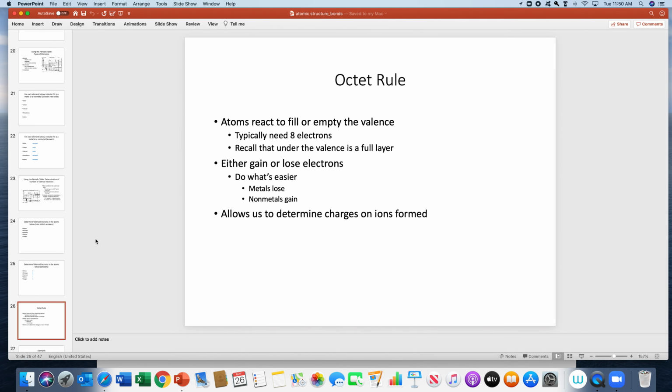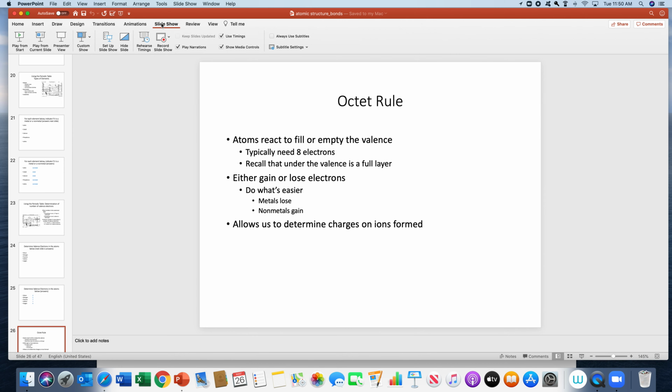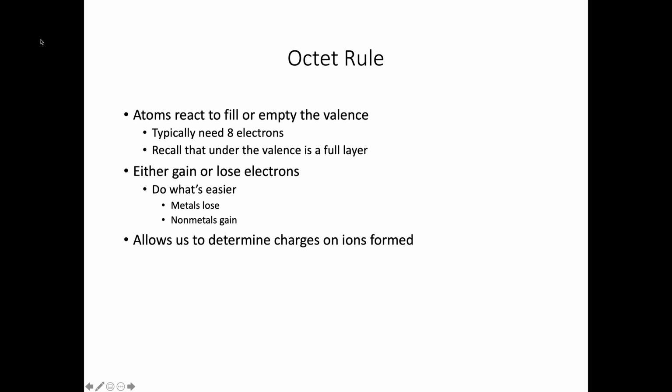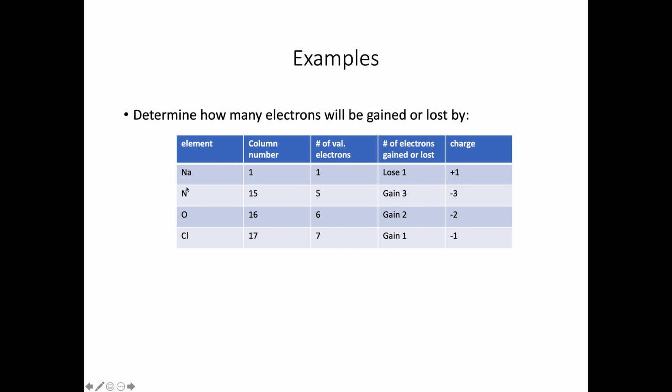So you can use the periodic table to figure that out. For example, if we look at something like sodium, sodium is in column 1. It's got 1 valence electron. So what's it going to do? It's going to lose 1 electron. Therefore, its charge will be +1.